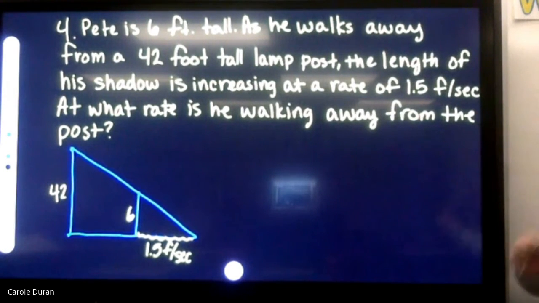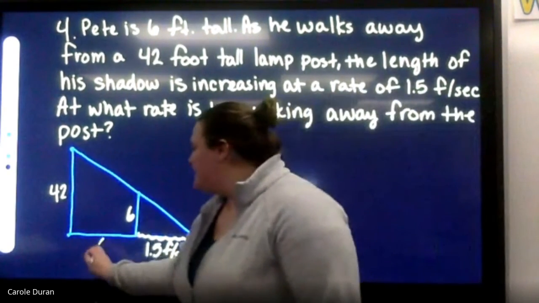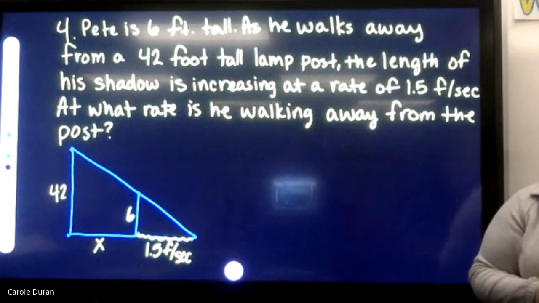Do I have any other information? So is he walking away from it? I know that this distance x is the distance he is from that lamppost, right?